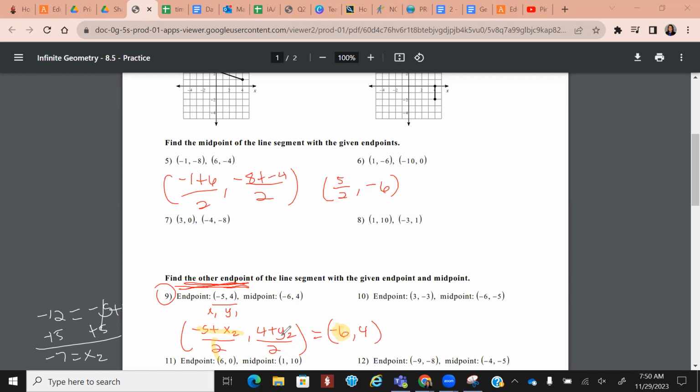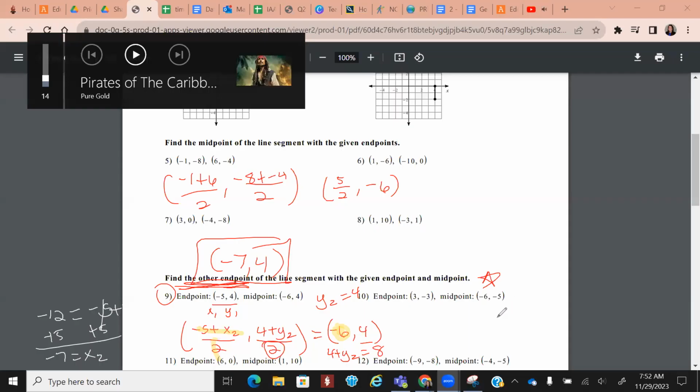Let's try the y2, solving for y2. So we're going to take the denominator, multiply it times this number out here. So 2 times 4 is 8. So we've got 4 plus y2 equals 8. If we subtract 4, we're going to get y2 equals 4. So our final answer is going to be -7, 4. Again, I know that's a little tricky. You really have to pay attention to what are they asking you for and how to set it up. Can you try number 10?